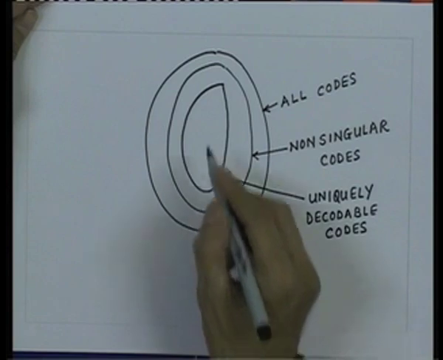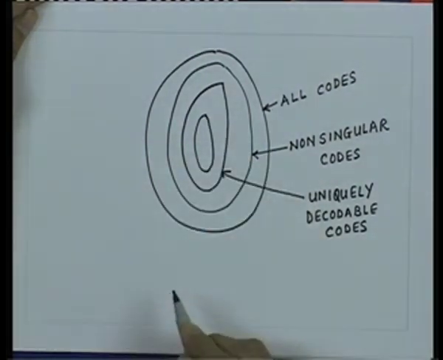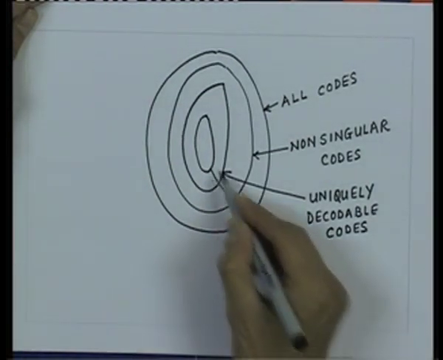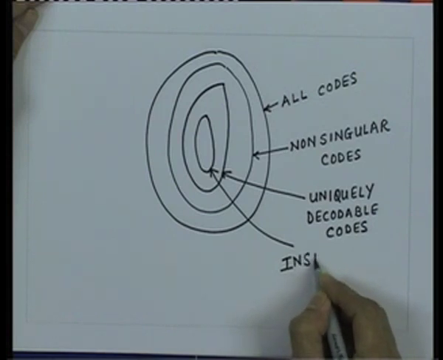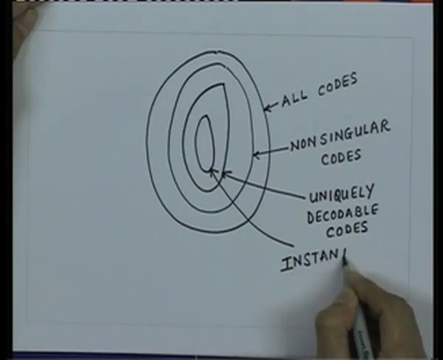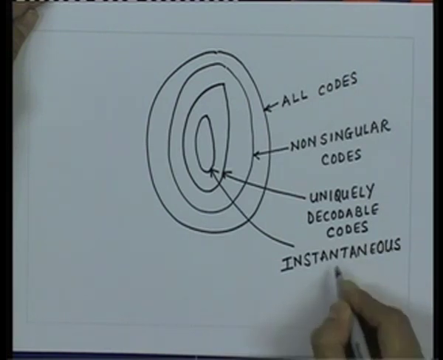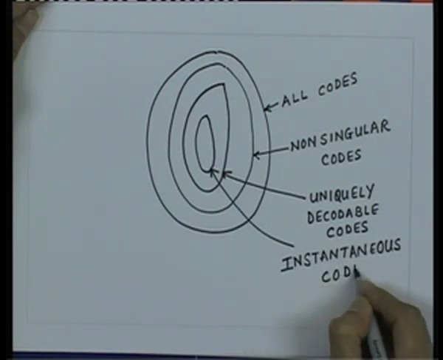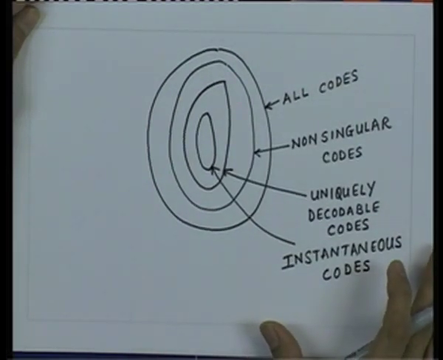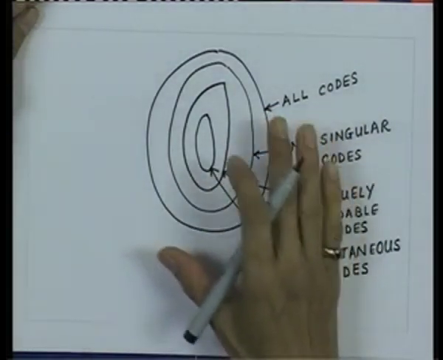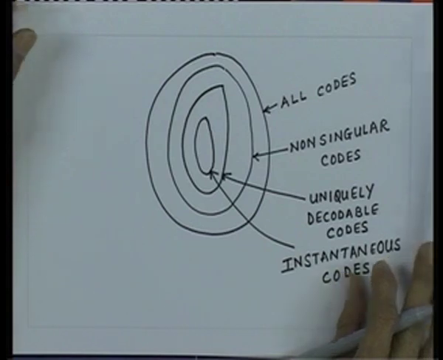And finally, we said that what we would be interested in is another subclass of this uniquely decodable code, and that is instantaneous codes. So, let us summarize all this with the help of a simple example.